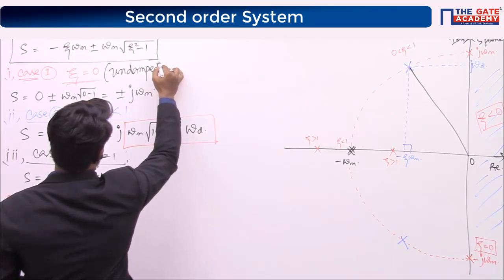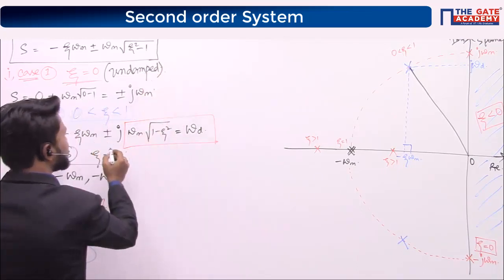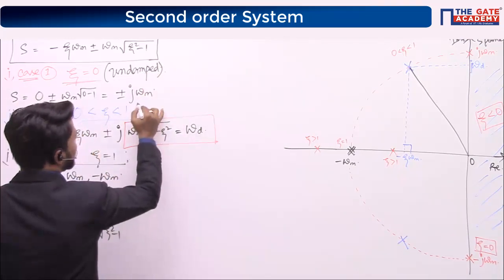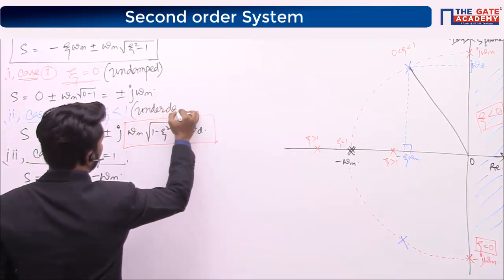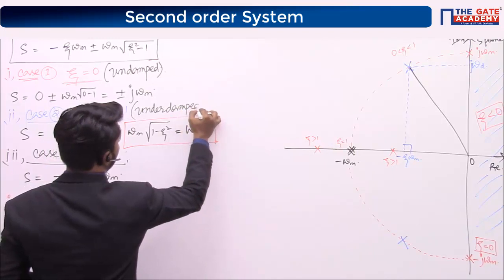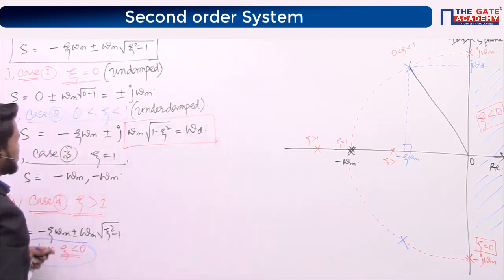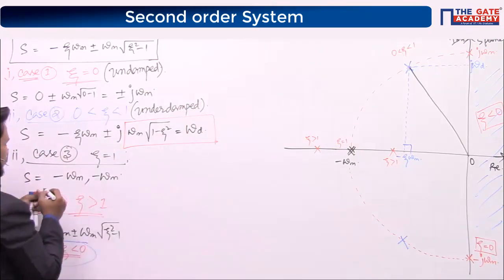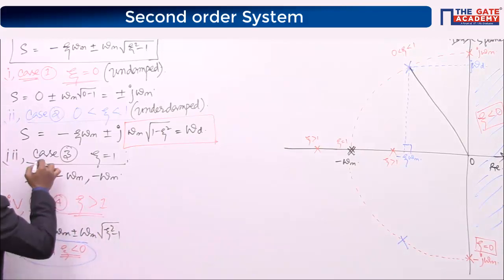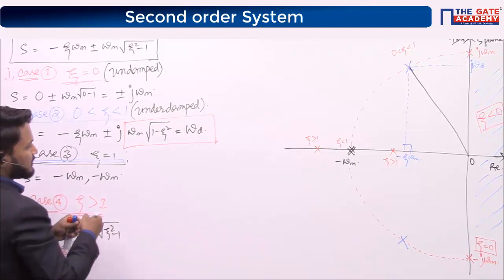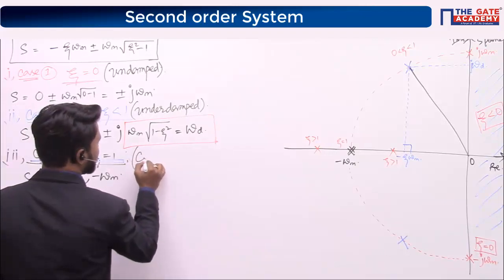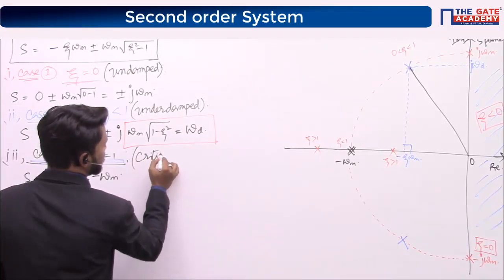Undamped response. When zeta is between 0 and 1, this particular response is called an underdamped response. When zeta is exactly equal to 1, this response is called a critically damped response.